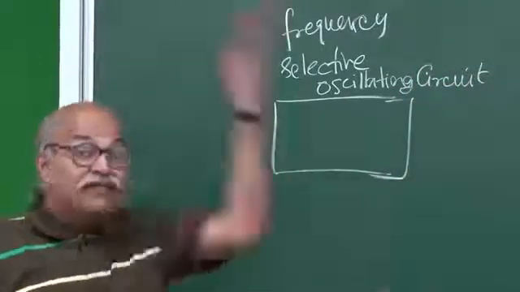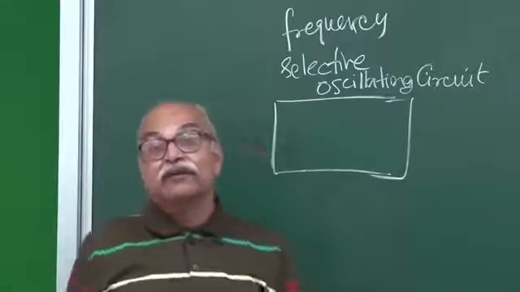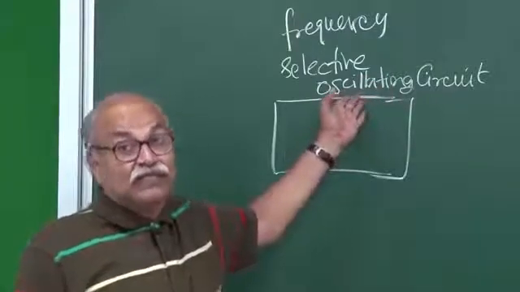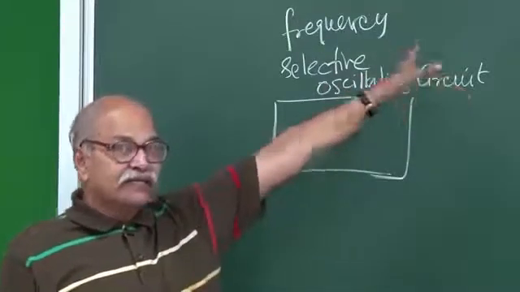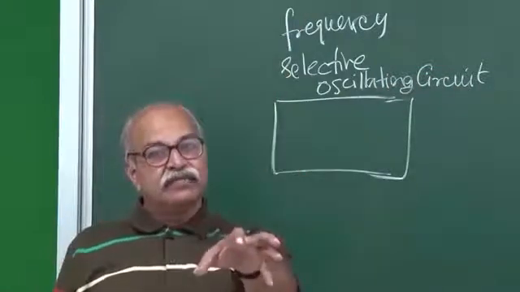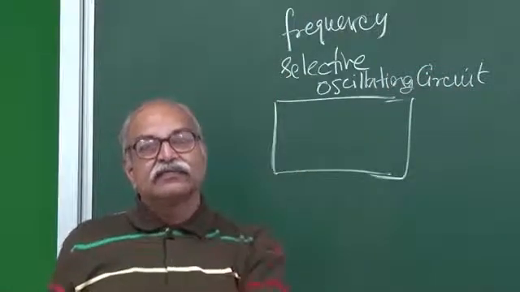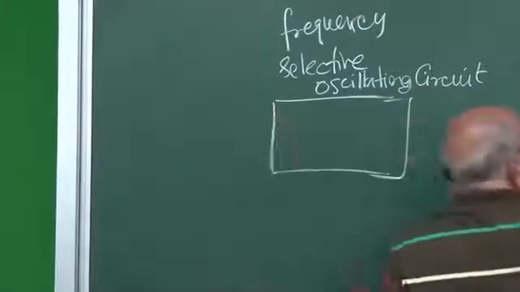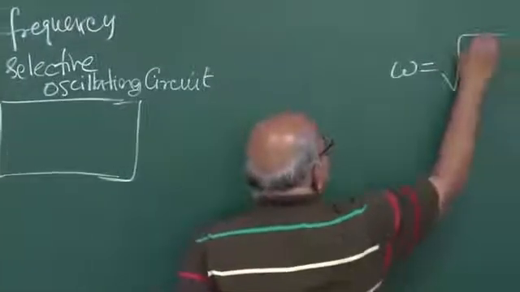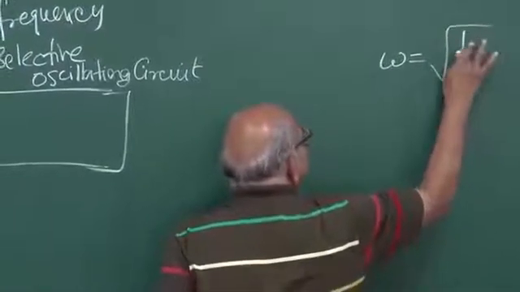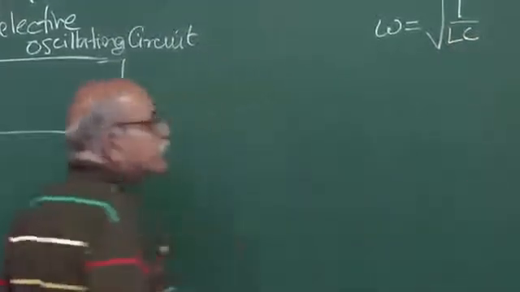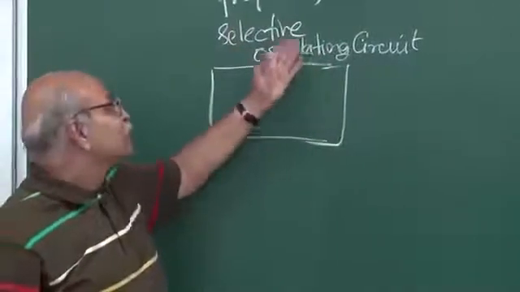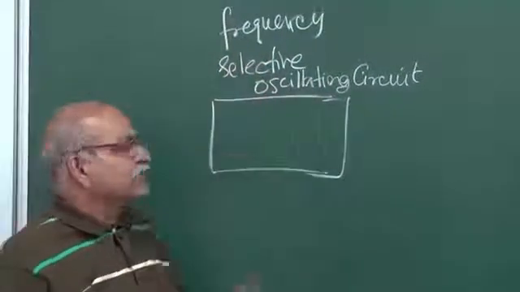Because we are not providing any frequency from outside, we only have batteries, and therefore this system must decide its own frequency. Like in our LC circuit, if I put certain millihenries of inductance and certain microfarads of capacitance, then the circuit has a fixed angular frequency. So there is a particular frequency at which it will oscillate.